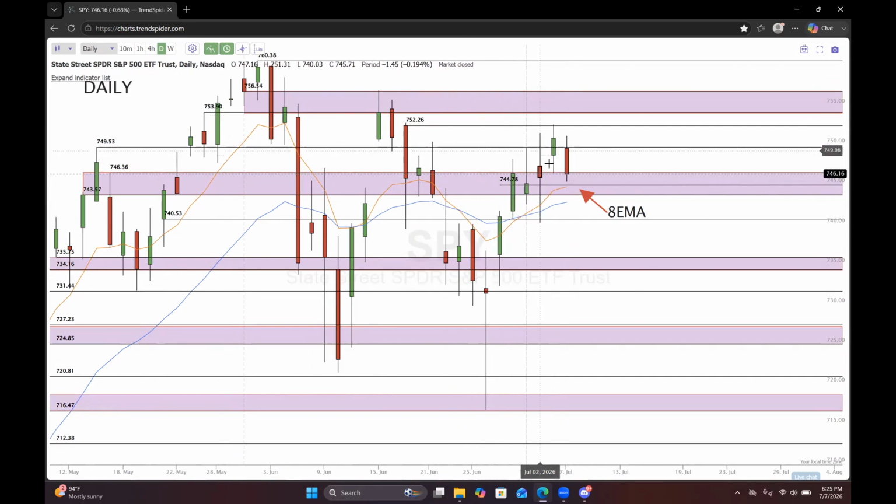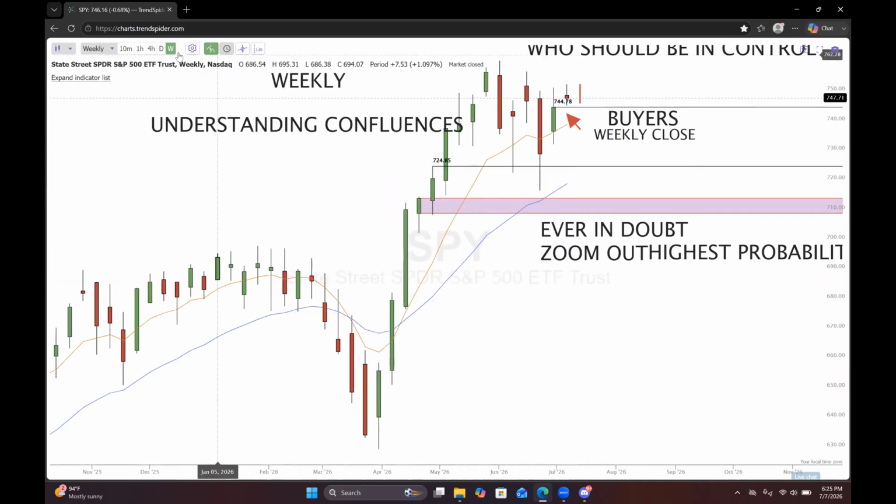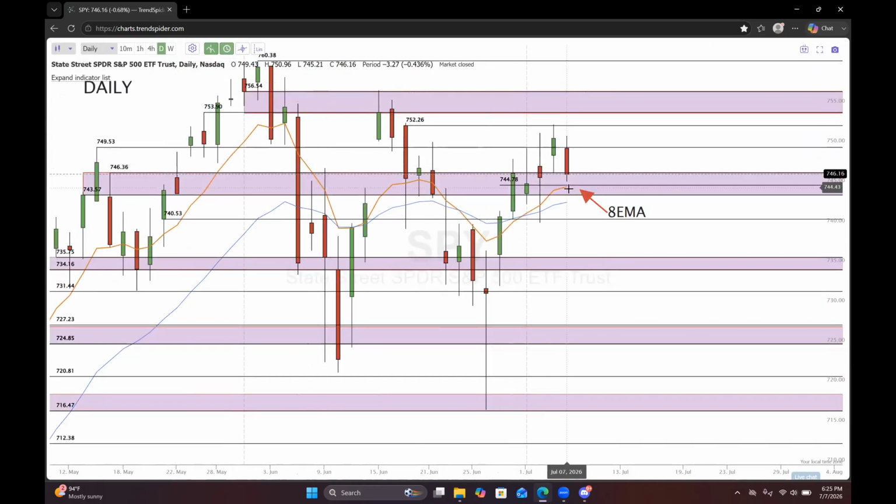What did we do today? Put in a higher low. Where is this higher low? Well, we have a confluence right at that level of the weekly level, the daily AEMA. Great. Daily AEMA right where that weekly level is.